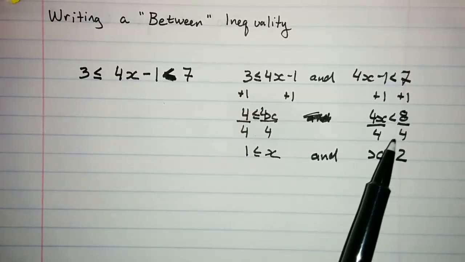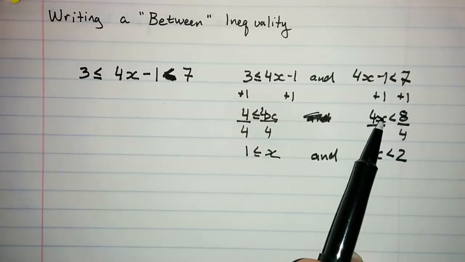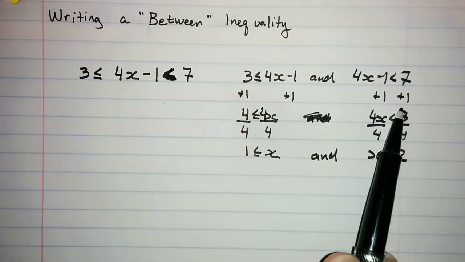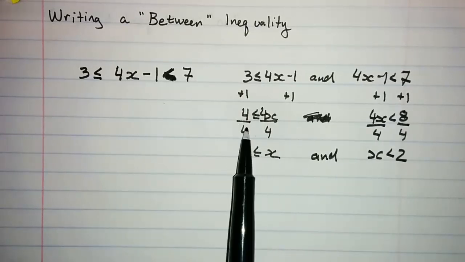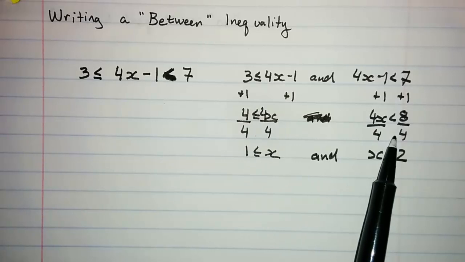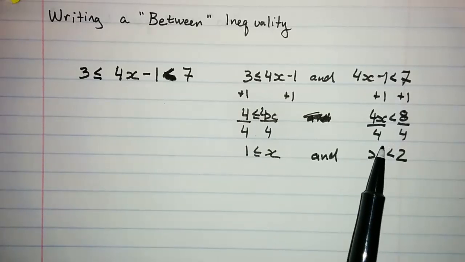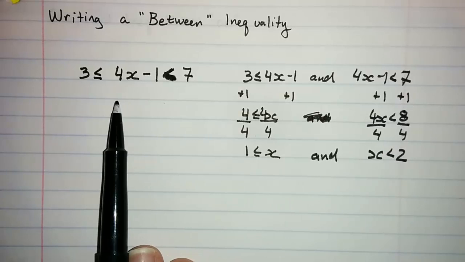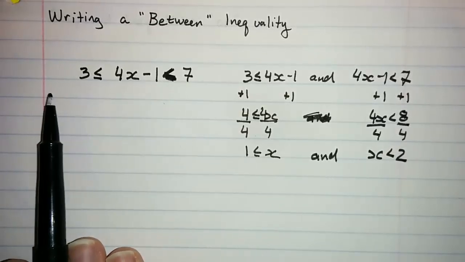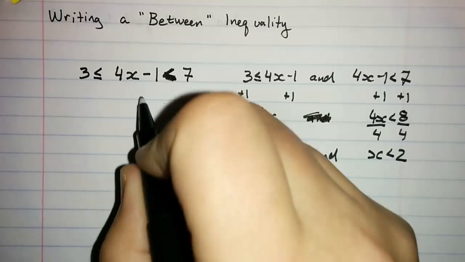But you may have noticed a certain repetitiveness in this process. We added 1 to both sides here, we added 1 to both sides here. We divided both sides by 4 here, we divided both sides by 4 here. If we like, we can solve a betweenness inequality by manipulating all 3 parts at once.